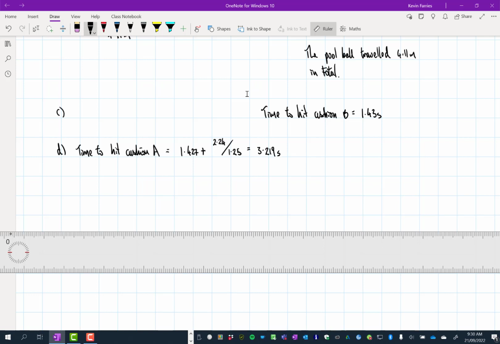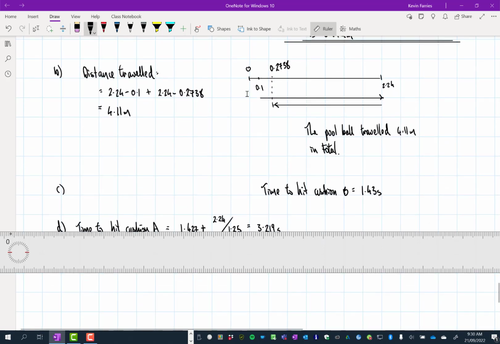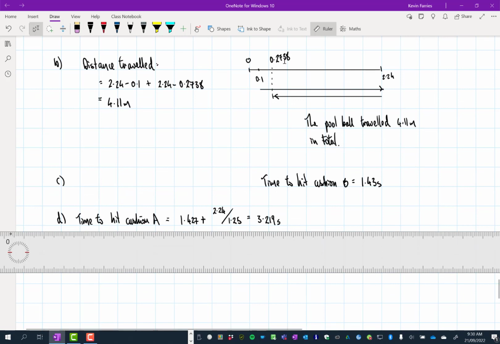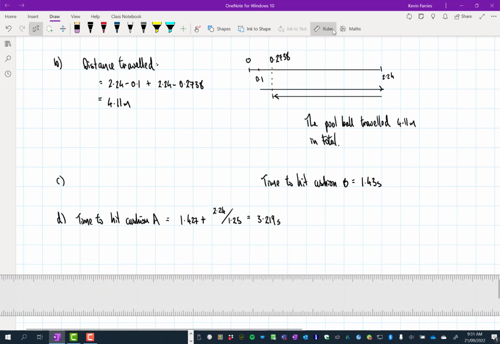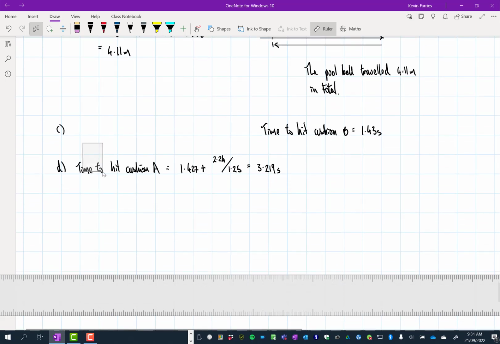It's going to be 3.219 seconds. Now we could check that because we knew after 3 seconds it only had 0.2738 meters to go to get to the end. So let's just check that. If we do 0.2738 divided by the speed at this point, 1.25, that is equal to 0.219. So we'll have to go for another 0.219 seconds. So that's a quick check and it looks okay. So let's just drag that across.